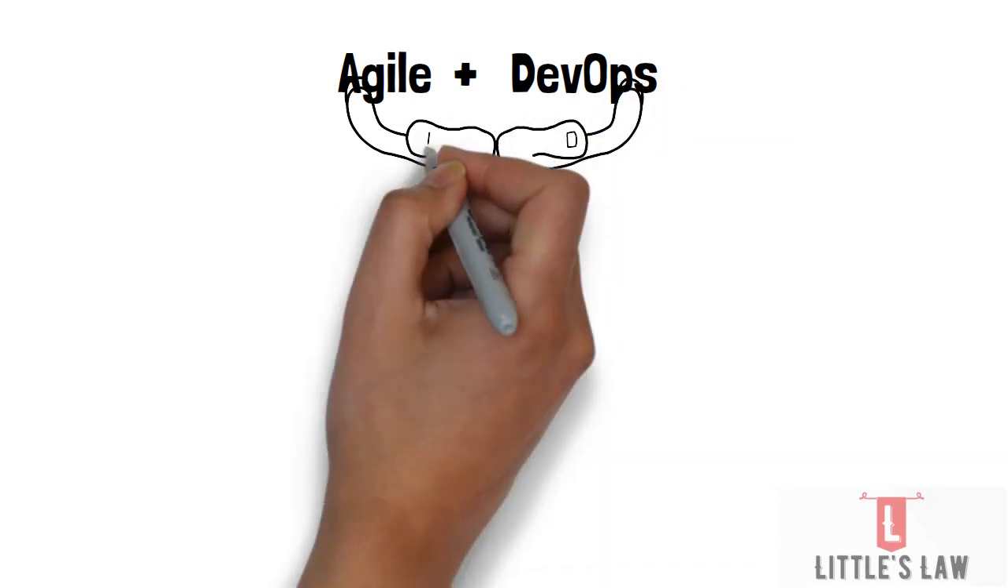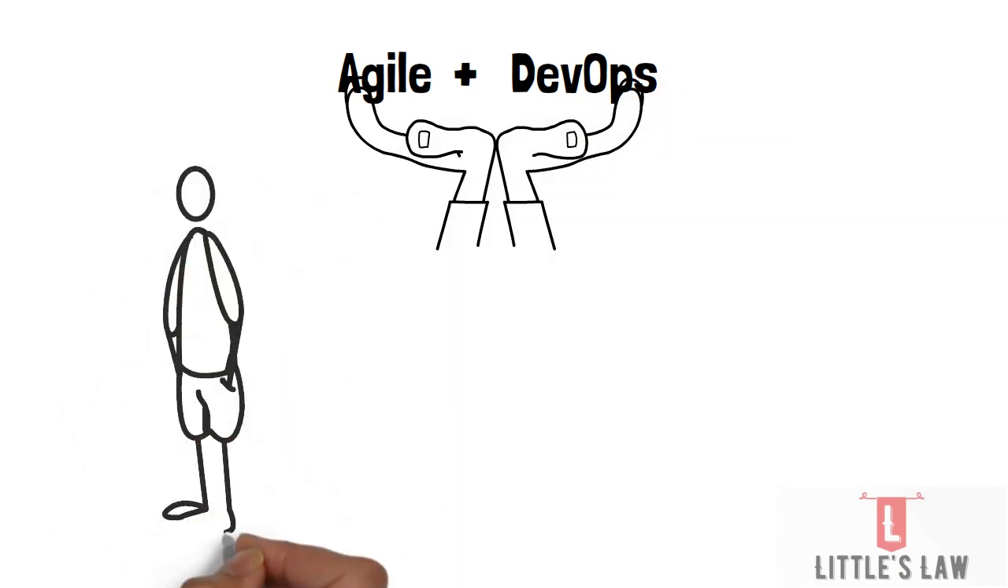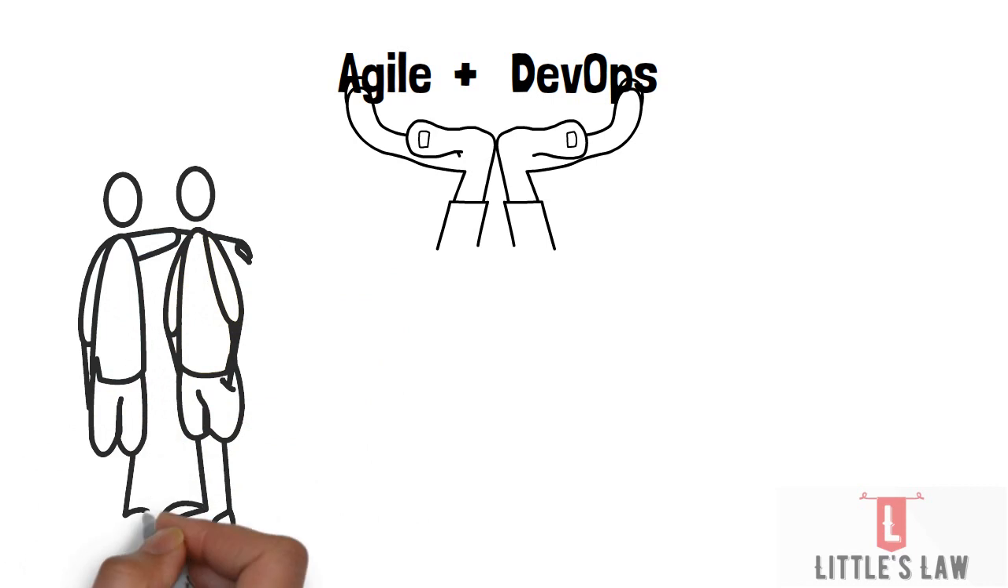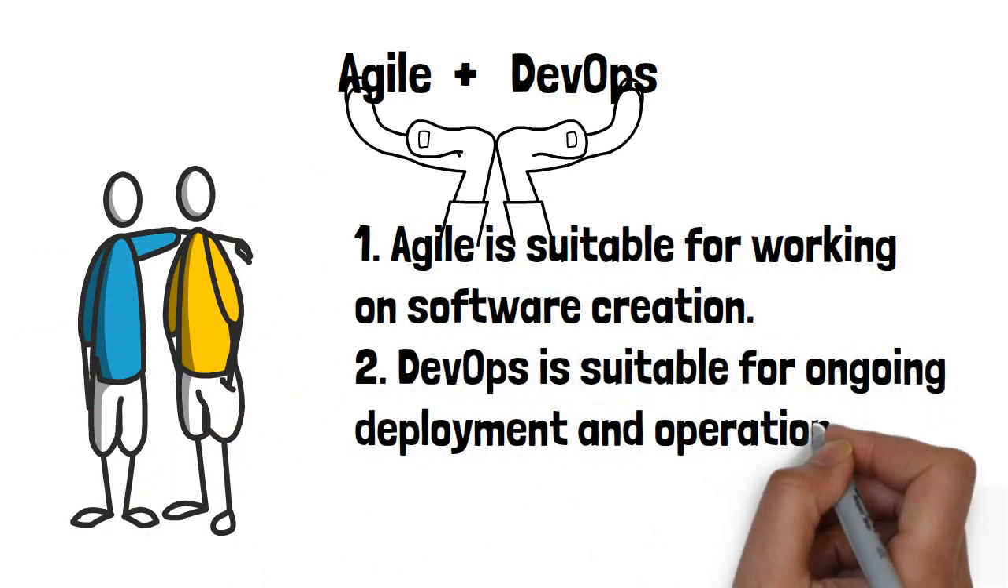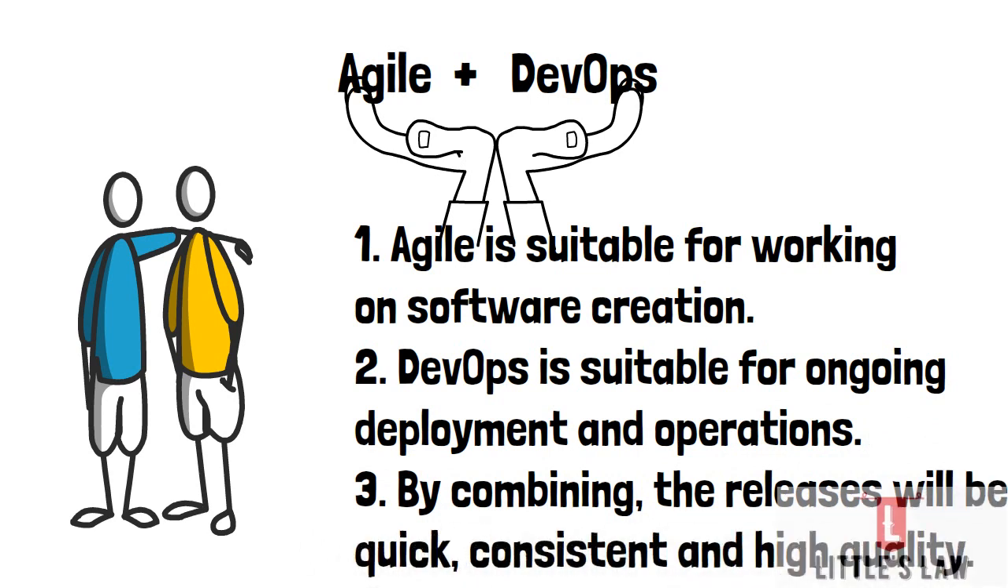Finally, we will see how Agile and DevOps can work together. While Agile and DevOps are different methodologies, they can be used together. Agile is more suitable for working on software creation, while DevOps is more suitable for ongoing software deployment and operations. By combining the two methodologies, companies can release software quickly and maintain a consistent, high-value product in the long term.